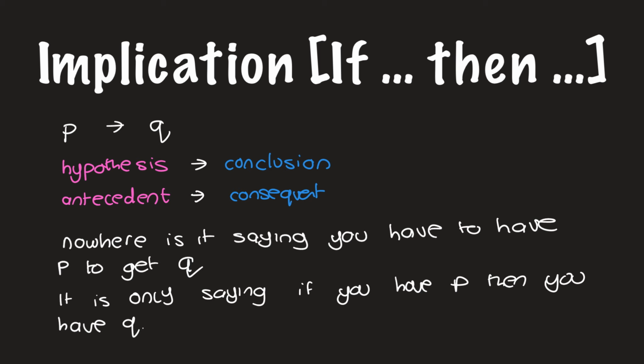Okay, so quick reminder of implication: if P, then Q; if the hypothesis, then the conclusion; if the antecedent, then the consequent. And the situation here is it's only saying that if you have the hypothesis or the antecedent, then you have the conclusion or the consequent. It is not saying that the conclusion or the consequent can only exist or is fully dependent on the hypothesis or the antecedent. So let's go through an example to explain it along with a truth table.